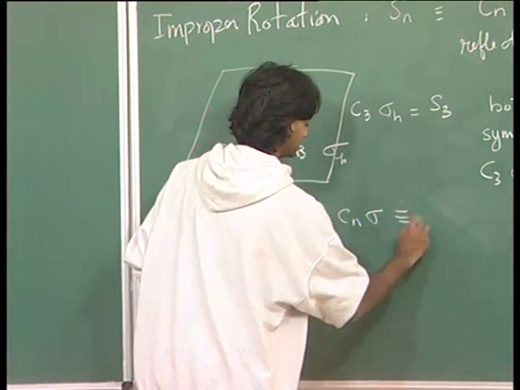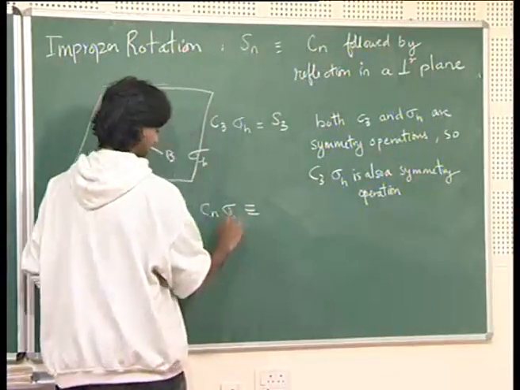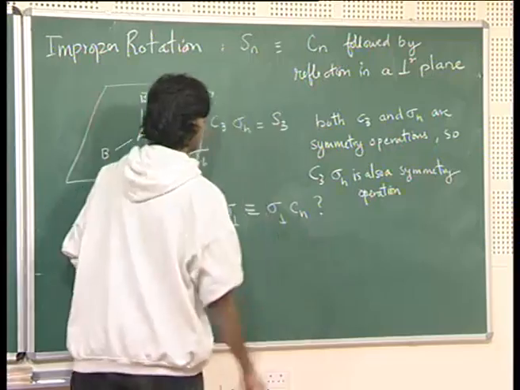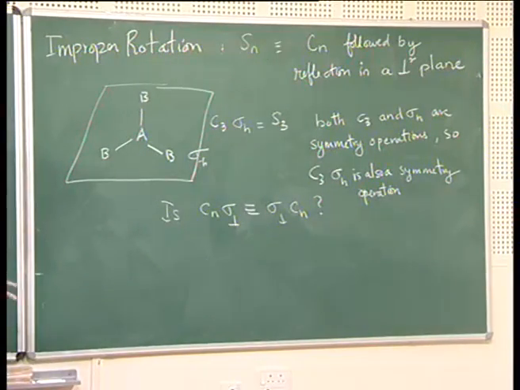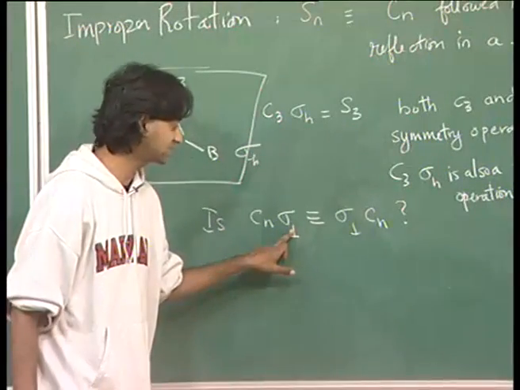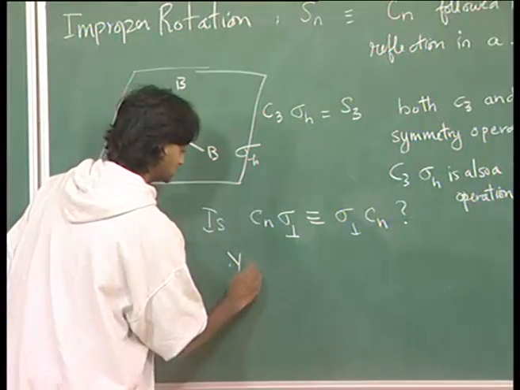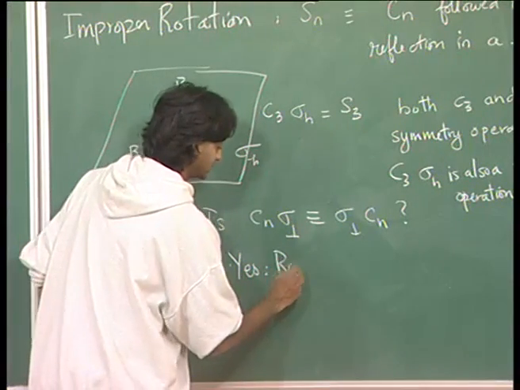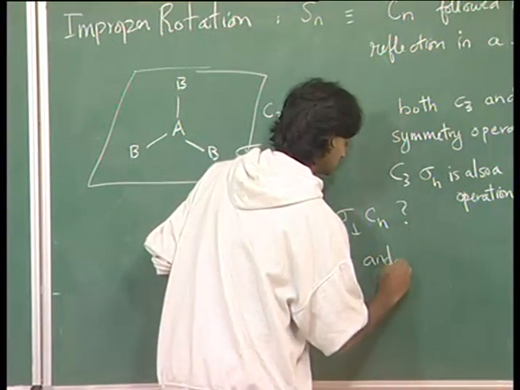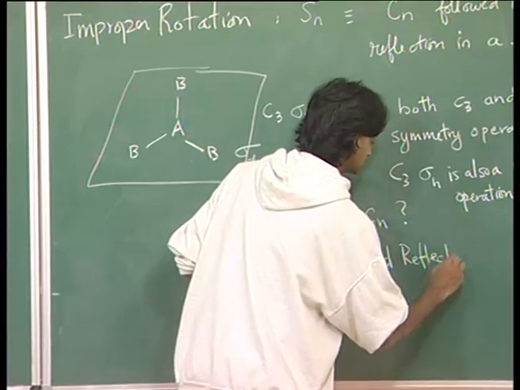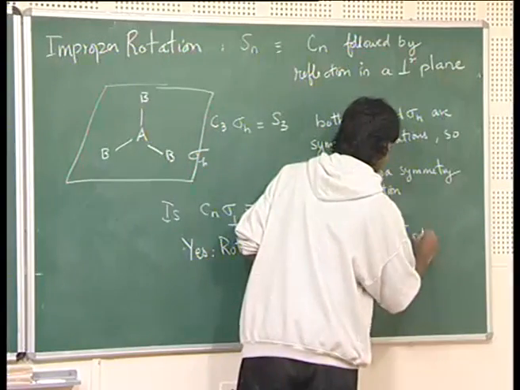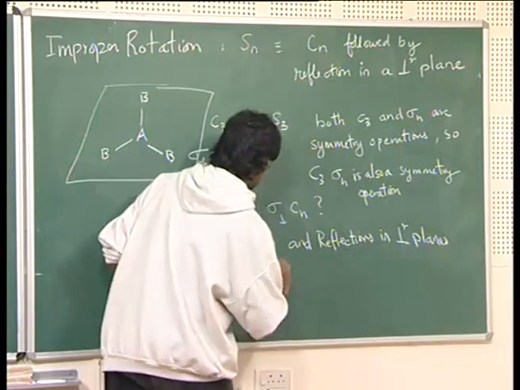Cn followed by sigma in a perpendicular plane. I'll just draw it as perpendicular. Is it equivalent to sigma perpendicular followed by Cn? So, is this the same? In other words, do the operations Cn and sigma in a plane perpendicular to Cn commute? And the answer is yes. So, rotations and reflections in perpendicular planes commute.